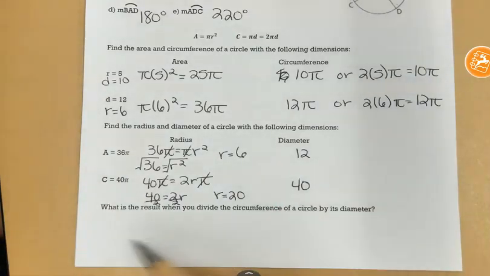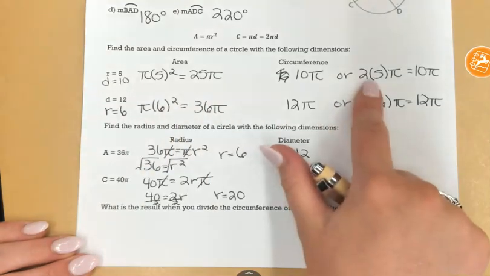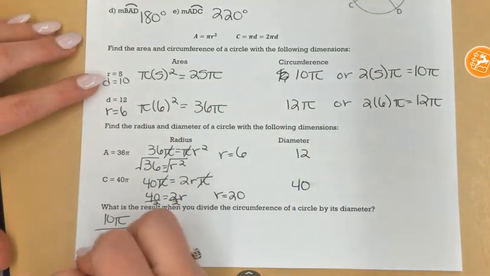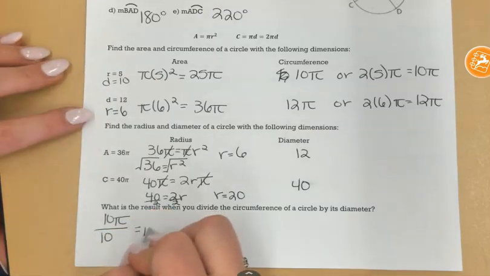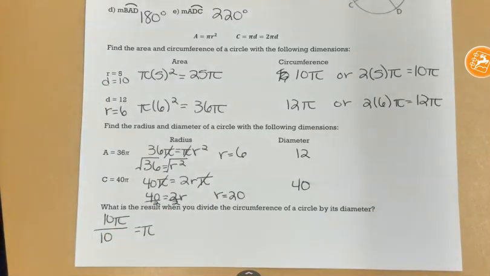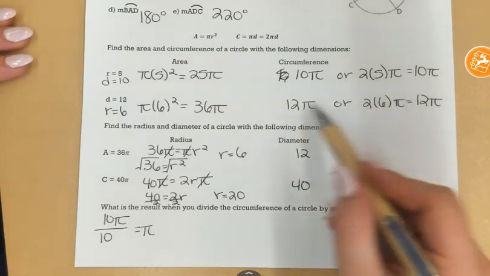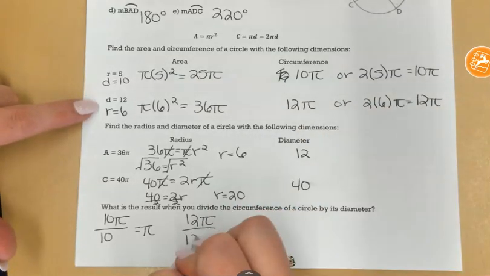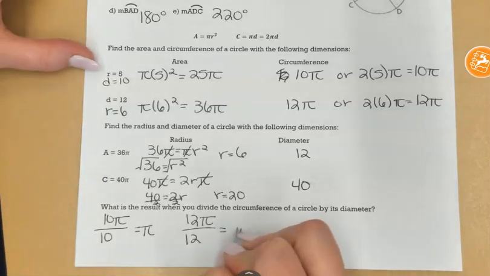And then the last little tidbit we're going to talk about is, what is the result when you divide the circumference of a circle by its diameter? Well, let's look at all of these examples we have here. On this first one, my circumference was 10 pi, and my diameter was 10. If I divide those, I'm left with just pi. Okay, let's look at another example. Here, the circumference was 12 pi, and my diameter was 12. That leaves me with pi again.